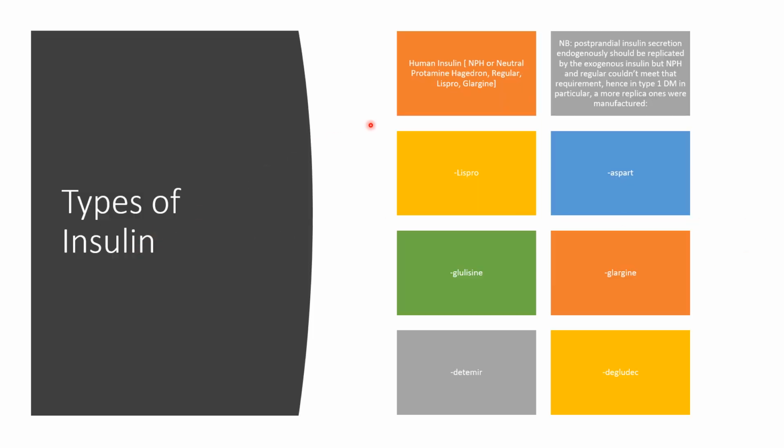Types of insulin. Human insulin is NPH or neutral protamine Hagedorn. Could be regular, lispro, or glargine. Note this. Postprandial insulin secretion endogenously should be replicated by the exogenous insulin, but NPH and regular insulin couldn't meet that requirement. Therefore, in type 1 diabetes mellitus in particular, more replica ones were manufactured, and they are lispro, aspart, glulisine, glargine, detemir, and degludec.